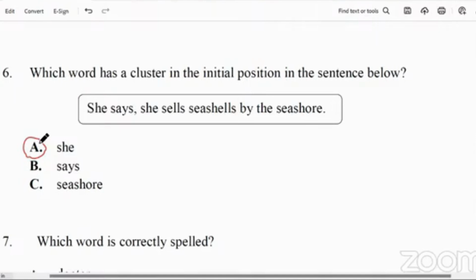Question 6. Which word has a cluster in the initial position in the sentence below? She sells seashells by the seashore. So which word has a cluster? What's a cluster? It's a group of usually two or more consonants, and you'd still hear the individual sounds. But in terms of the options here, the only word that has a cluster would be A, she, the S and the H. All right, so the answer is A.